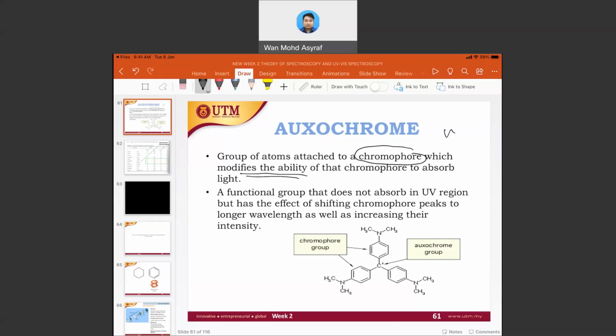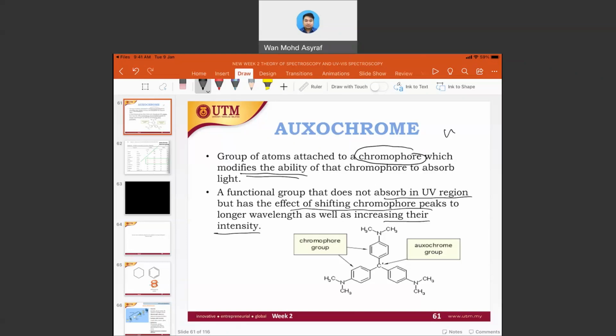Okay, so this group of atoms, or we can call it a functional group, does not absorb in the UV region, but it has an effect on the absorption peaks, where it has an effect of shifting the chromophore peaks to a longer wavelength as well as increasing their intensity.